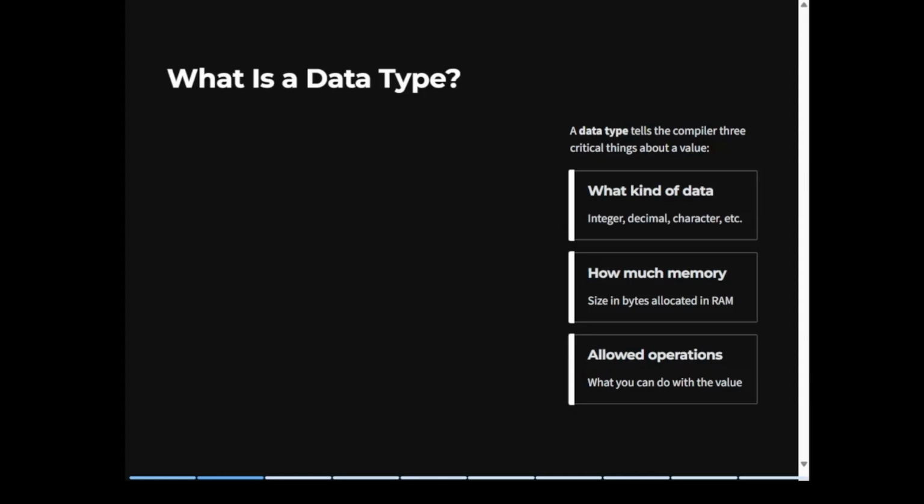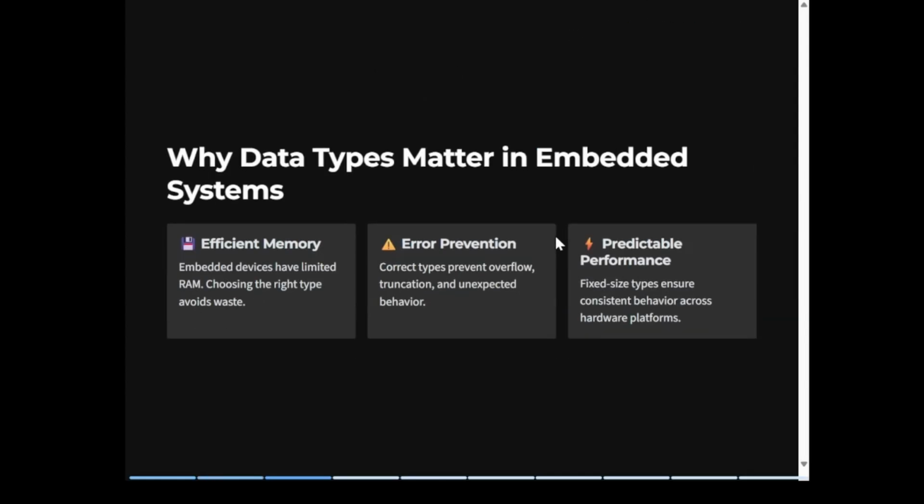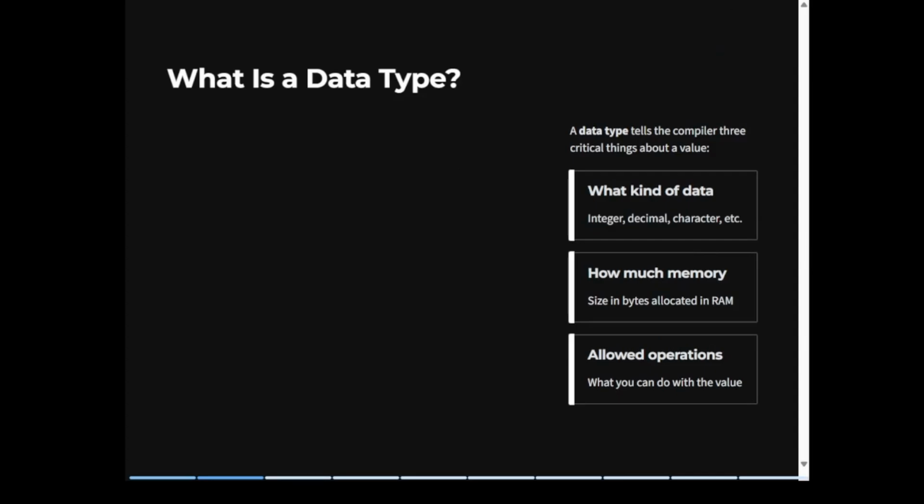Then next we will see the reserved keywords, what are reserved keywords, and variables, what is a variable in C, in embedded C. And next we will see input output, conversion specifications, etc. So let's start. First is the data type.